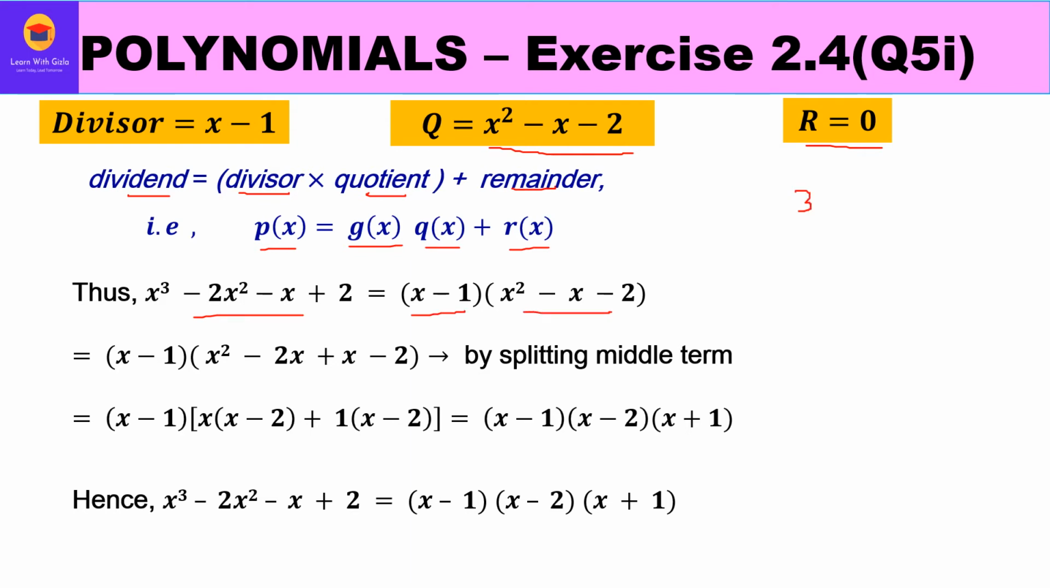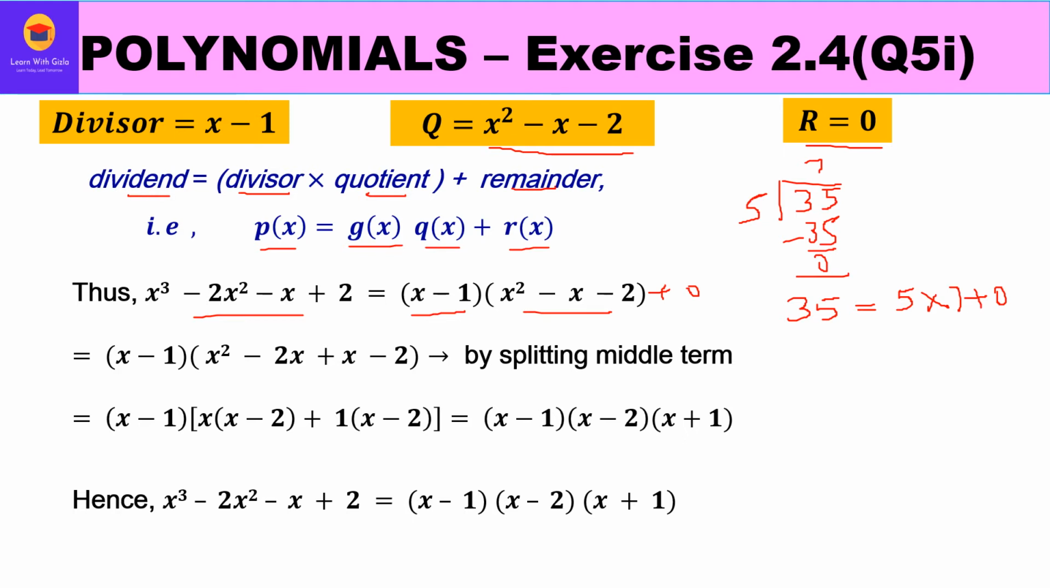It is just like, suppose I take a number 35 and I divide it by 5, right? So 5 sevens are 35, right? Here the remainder is 0. So what I will say is that 35, the dividend, is equal to the divisor into the quotient, 5 into 7, right, where the remainder is 0. So over here the remainder is also 0, which we have ignored, right? So these are the two factors, x minus 1 and x square minus x minus 2.